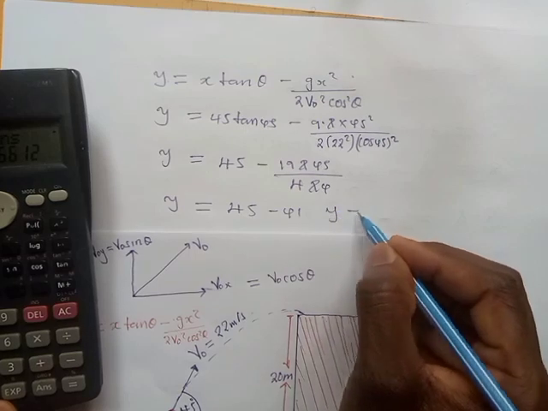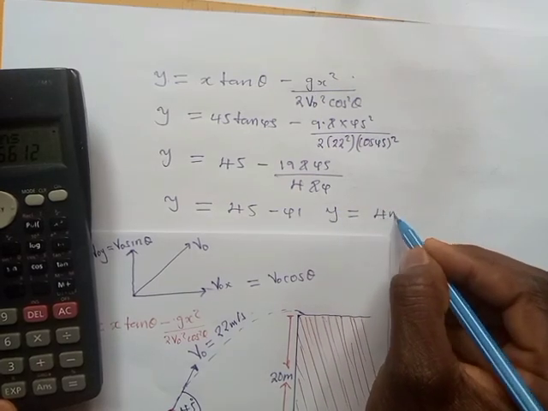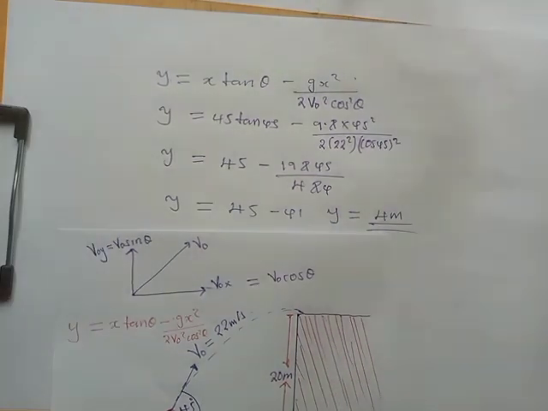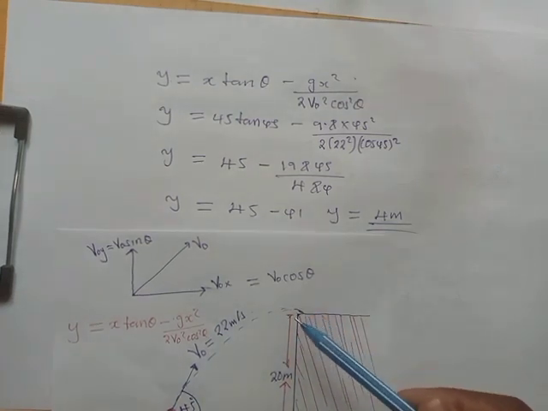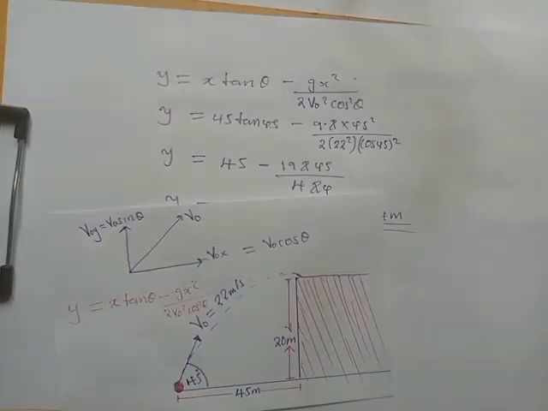You find that y is going to be equal to what? 4 meters. So if you check, this definitely shows that the catapult can't even reach the top of the wall. That is the first method that you can use.